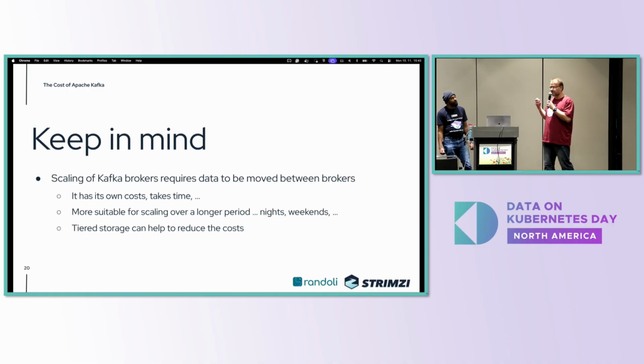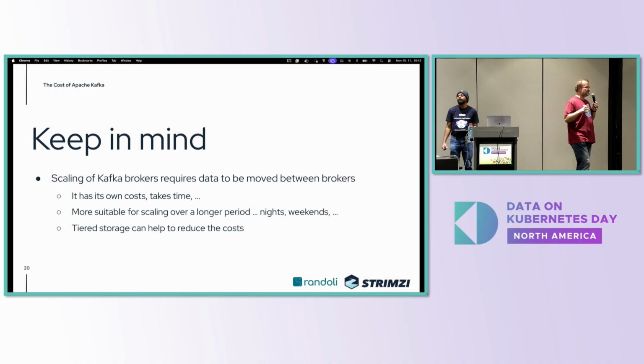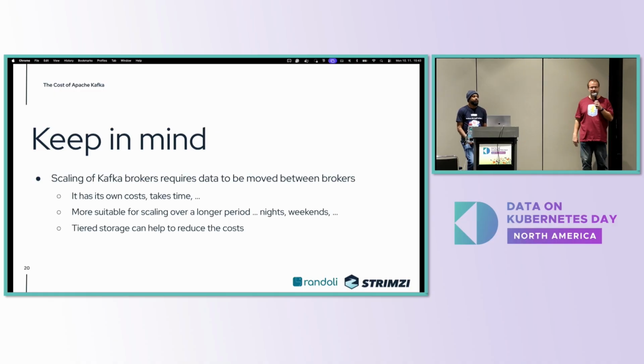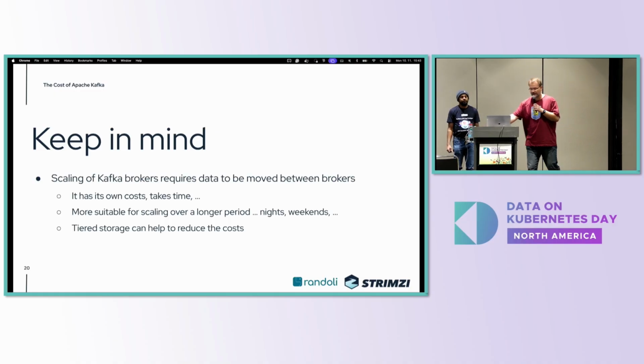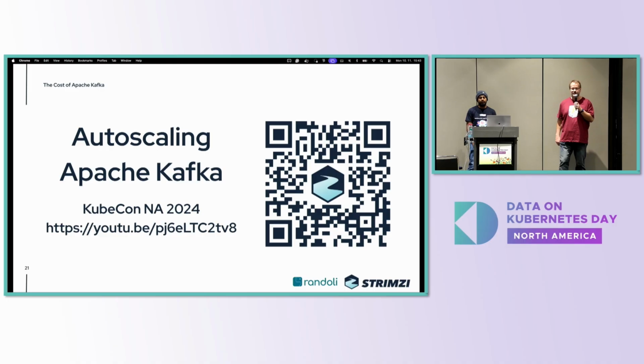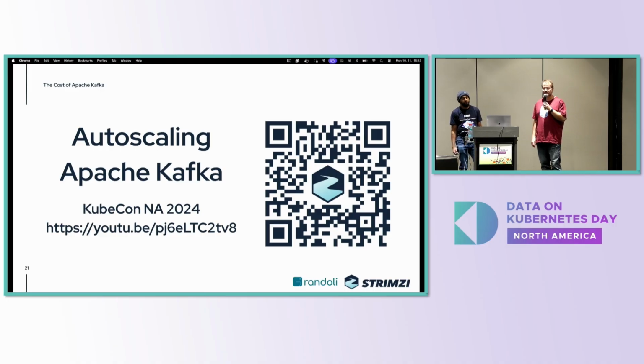It's not completely free because you need to move the data, but in a way, this works pretty nicely with the tiered storage, because the tiered storage reduces the amount of the data which you have on the brokers, and that actually makes the scaling easier and faster. I actually did a talk last year in Salt Lake City about auto-scaling Apache Kafka with Strimzi. So if you are interested more in this topic, then you can check the recording of this talk from last year.